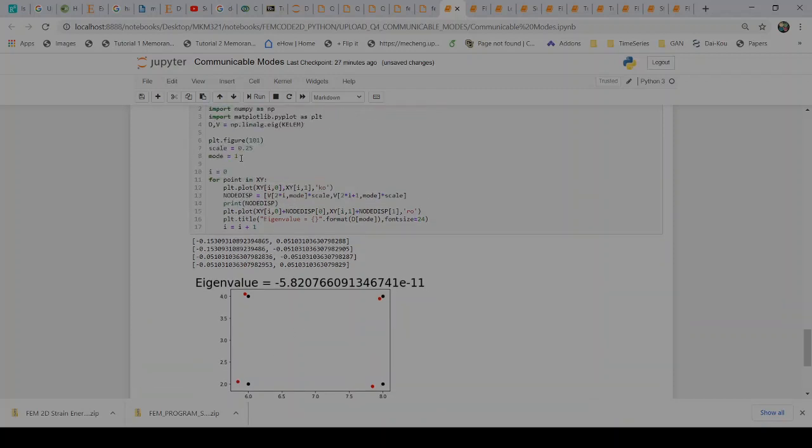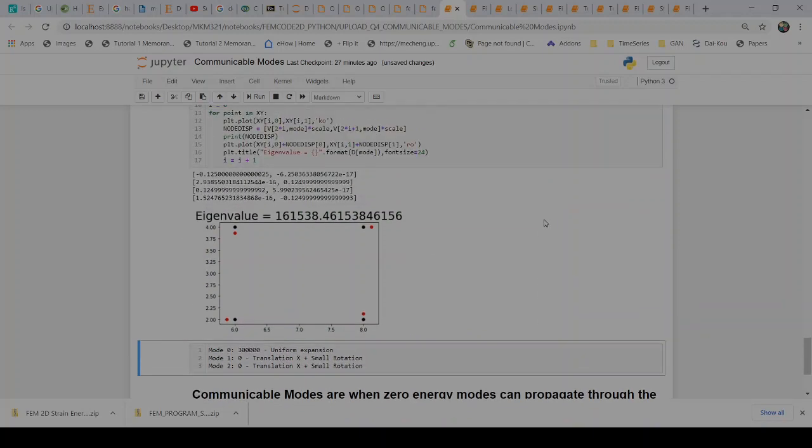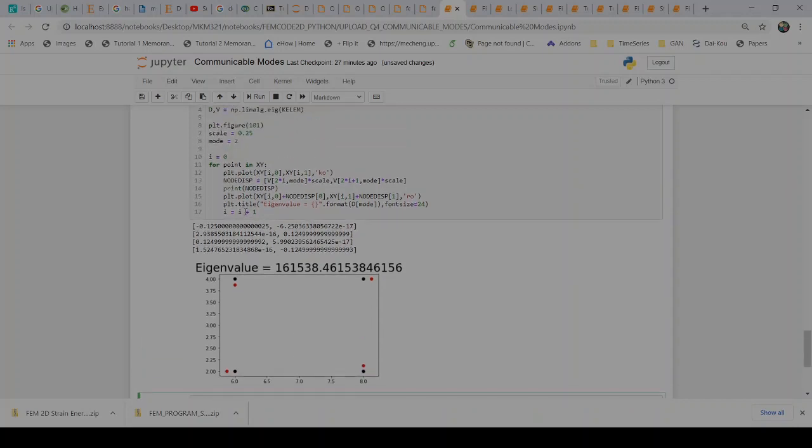What is mode 2 looking like? Mode 2, it's got an eigenvalue of 161,000. And what does this look like? If you look at this, this looks to me like shear behavior. This almost looks like this thing is pulling like this, pulling like this, pulling like this, pulling like this. So it's almost like a shear kind of behavior. So mode 2, it's got 161,000 thereabouts, and it looks like shear. Okay. Mode 3.